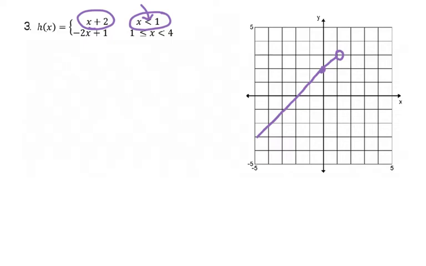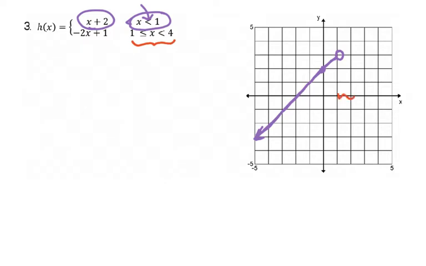On the other end, it doesn't say anything about what it has to be greater than, so I'm going to put an arrow because that just means it keeps on going. This would look better with a straight edge, so use a straight edge. Okay, then the next one is going to be between 1 and 4.